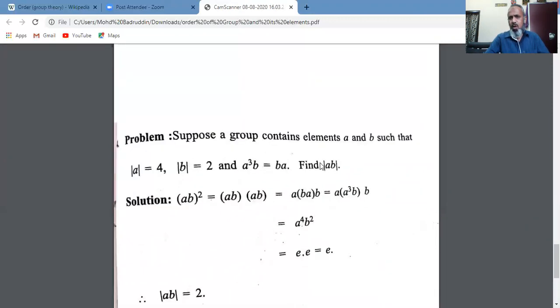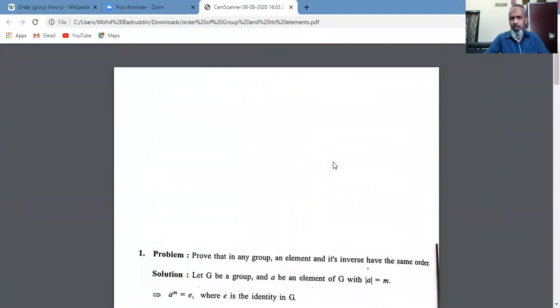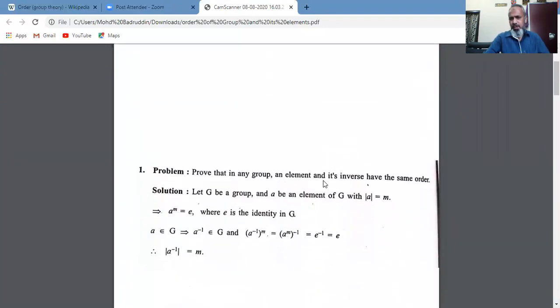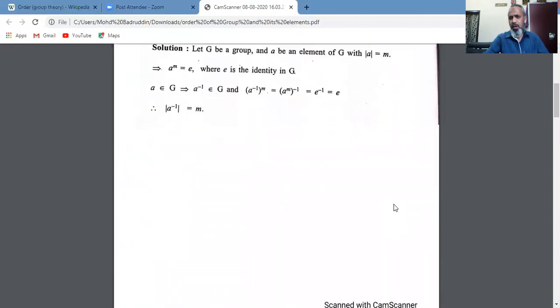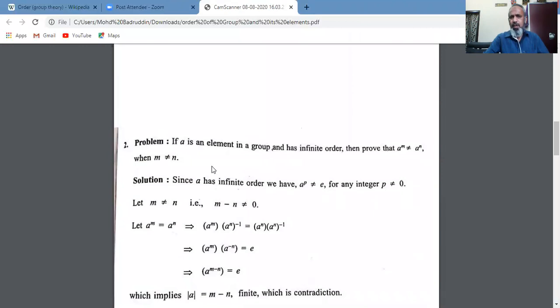So I think you have understood the order of elements and order of group. So here, once again, we have to prove that the element and its inverse have the same order. If A is an element of the group G, and if order of A is equal to M, then order of A inverse is also M. So this is one problem. Another problem is, if A is an element in a group and has infinite order, then A to the power M is not equal to A to the power N when M is not equal to N.